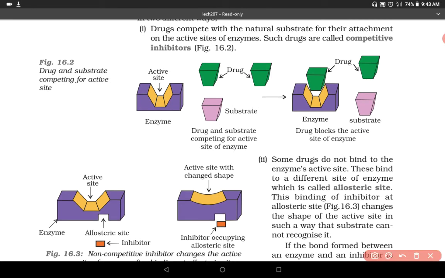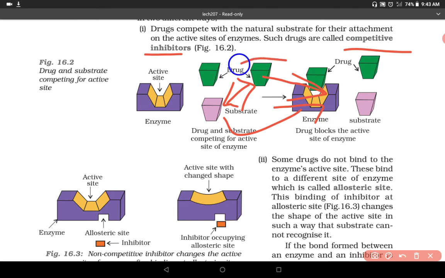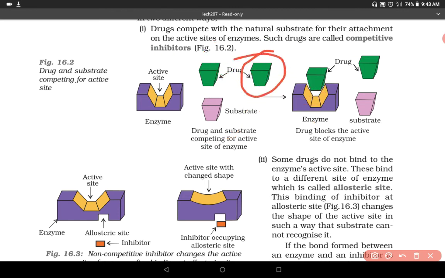Drugs compete with the natural substrate for attachment to the active site of the enzyme. Such drugs are called competitive inhibitors. If these drugs compete with the substrate, both will try to go into the active site, but if the drug wins, the drug that competes with the substrate is called a competitive inhibitor.